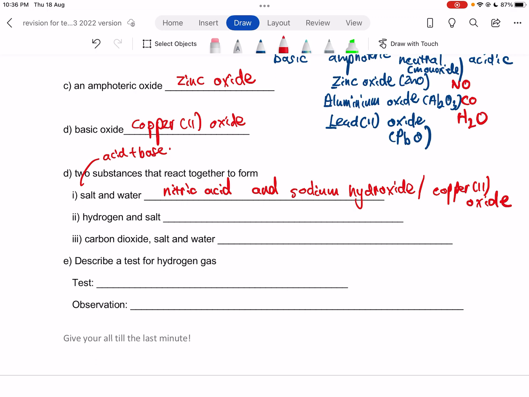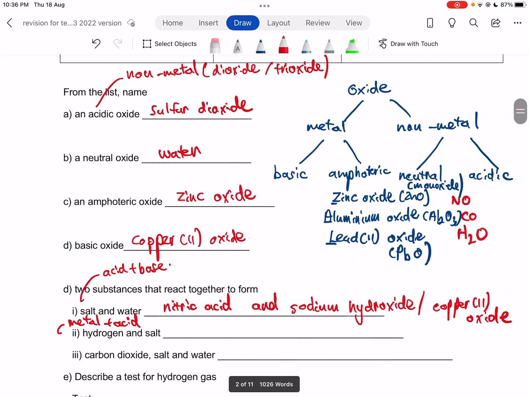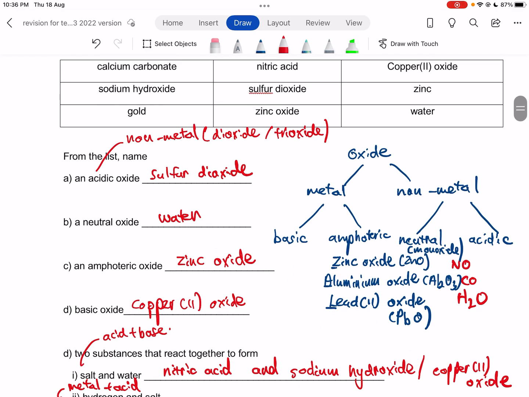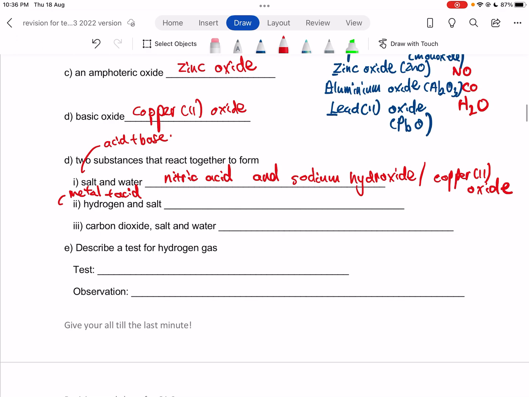Let me see what else I have. The next thing, I have hydrogen and salt. So this one you have to go for a metal plus acid combination. In the list, what metal do we have? It must be zinc, it cannot be gold. Gold is an unreactive metal. Then acid, so zinc and nitric acid.